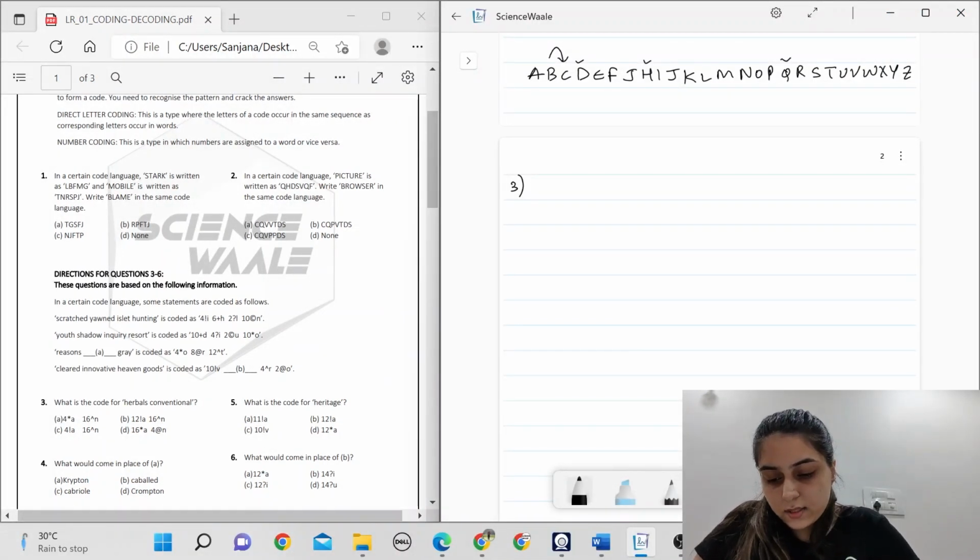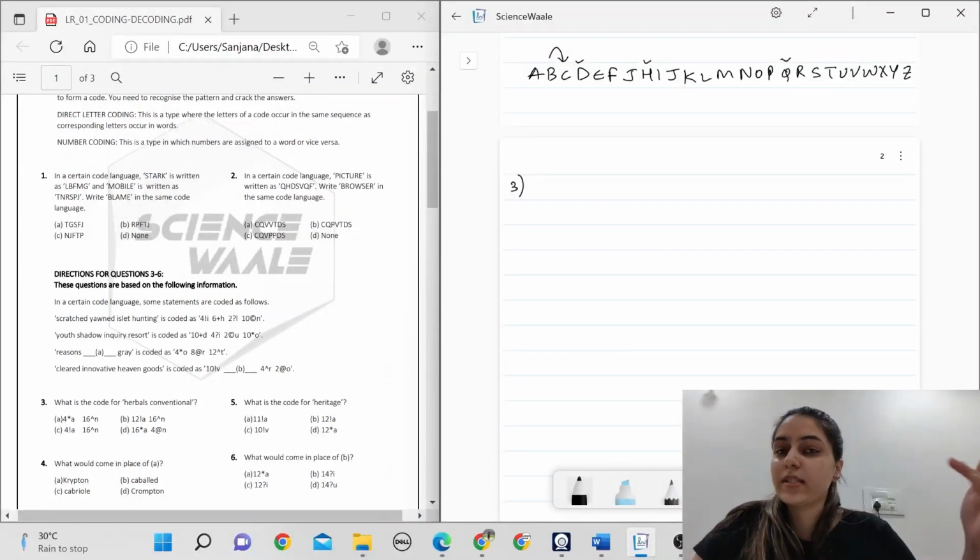Now they have given us some instructions. Let us read what they are. In a certain code language, some statements are coded as follows. Scratched yawning, islet hunting is coded as something. Use shadow inquiry resort is coded as something. Reasons dash gray is coded as something. Cleared innovative heaven goods is coded as something.